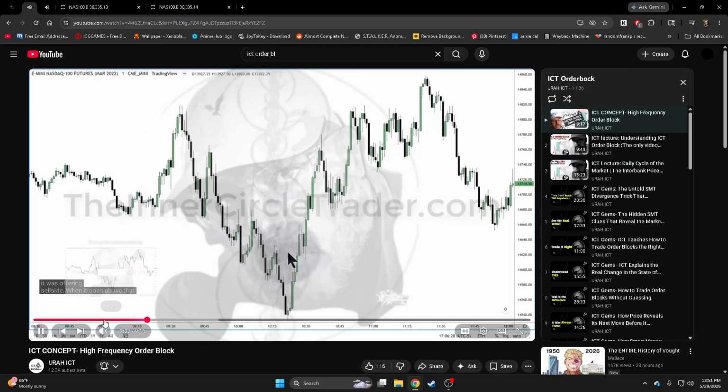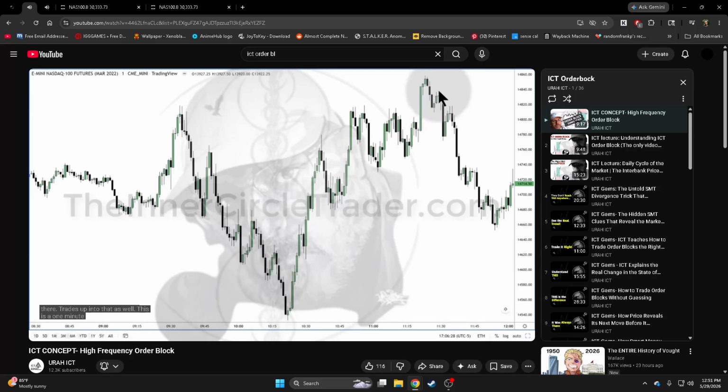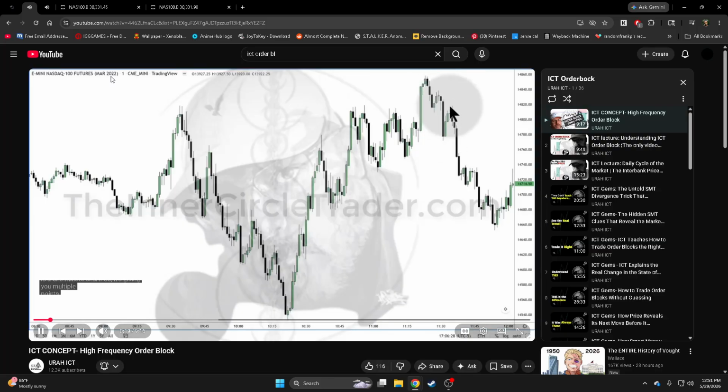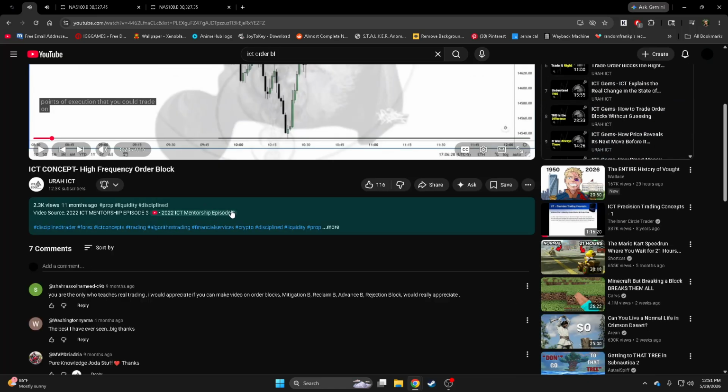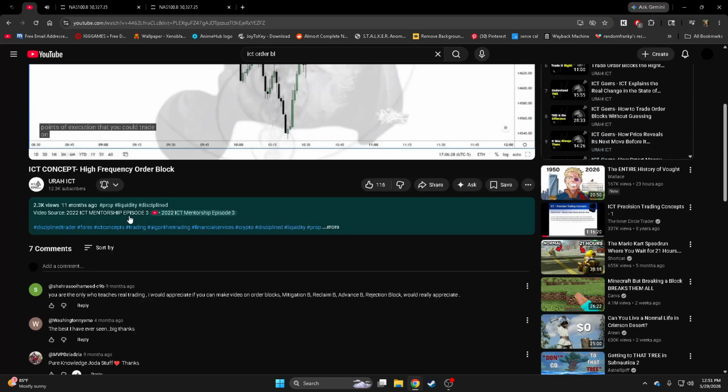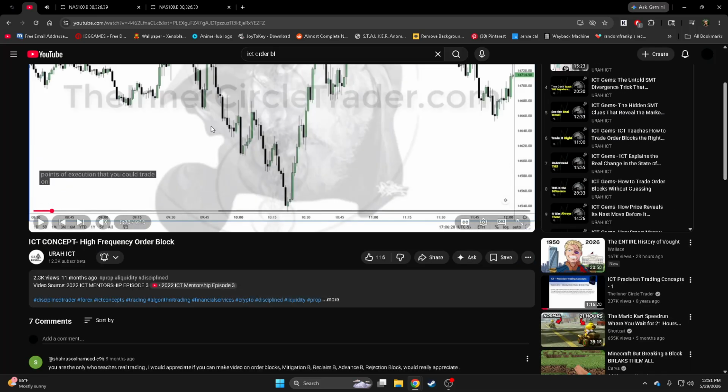When it goes above that opening, why is this a good bearish order? And there's another fair value gap right there. Trades up into that as well. This is a 1 minute chart. So it's giving you multiple points of execution that you could trade on. I believe it's the 2022 mentorship, if I'm correct. Right, video 3, 2022 mentorship.